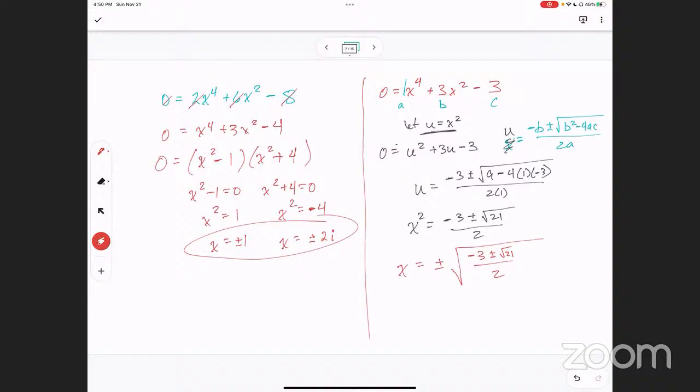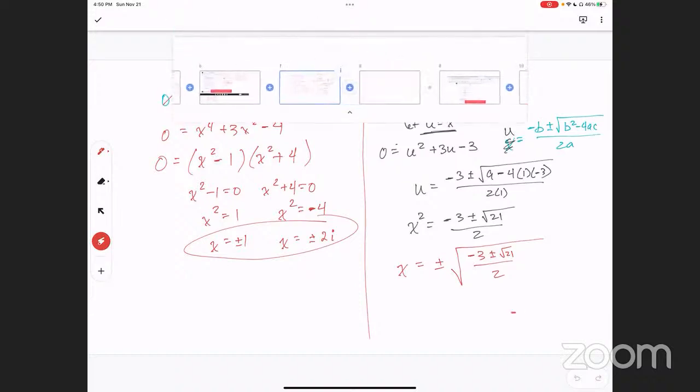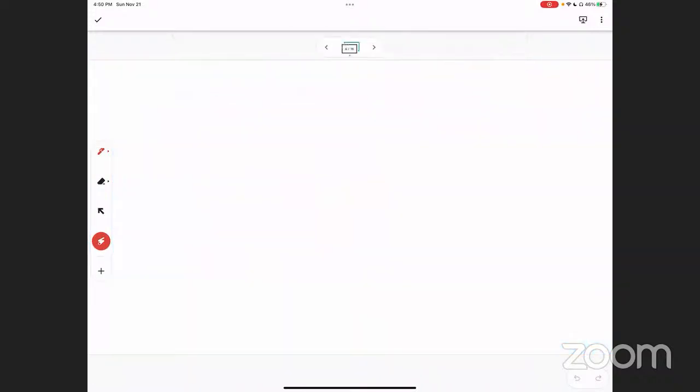You don't even really have to do the u thing. You could have just gone straight to x squared right here. But make sure that this is to the 4th and this is squared. You understand what I'm saying? If it's not, then you can't use it. For instance, if the equation said 0 equals x to the 4th plus 3x minus 4, you could not use the quadratic formula for that, because that is not a quadratic equation.